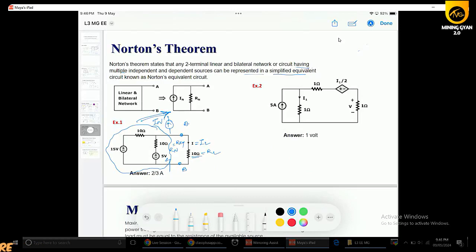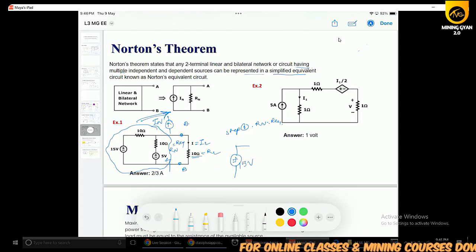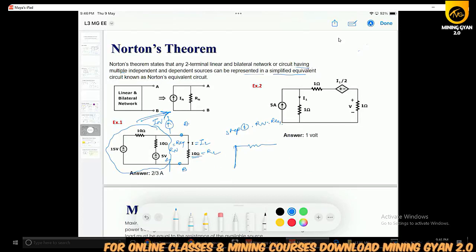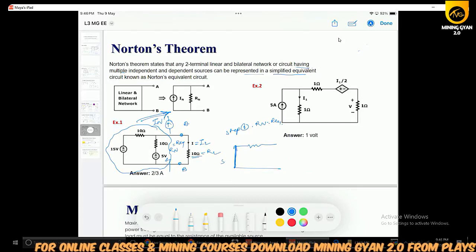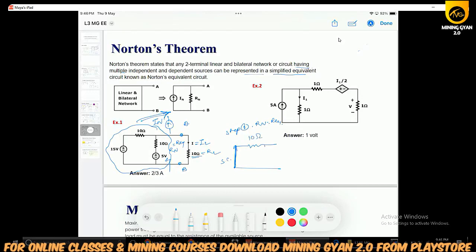So first, in our first step, we want to calculate Rn, that will be R equivalent seen by these terminals. So what will be your circuit? Plus minus 15 volt. You have to kill this source first, because this is an independent source. So you have to make it a short circuit. Then this will be your 10 ohm, this will be your 10 ohm. Again you have to kill this source, this will be your 10 ohm, and then you have to calculate your R equivalent. What is the value of R equivalent? 10 ohm is in parallel with 10 ohm, so the equivalent resistance will be 5 ohm. Then you have got it.